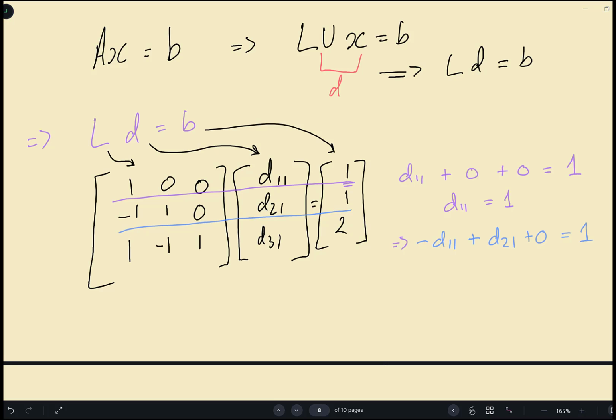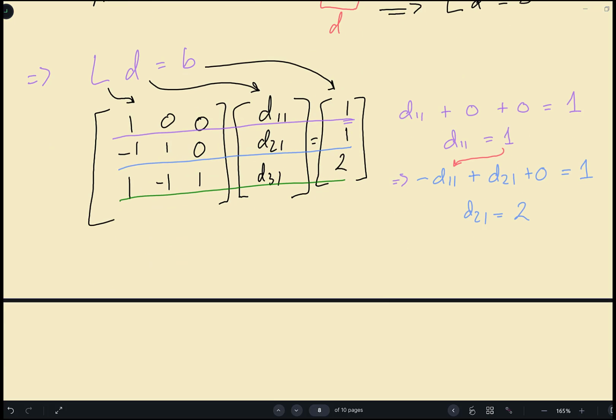So now what we do is we plug in 1 for D11, and we solve for D21. In this case, we get the value of 2. Then for the last row, right here, we have basically D11 minus D21 plus D31 equals 2. And then in here, we're going to plug in 1 for D11 and 2 for D21, and then solve for D31, which in this case is going to be just equal to 3.